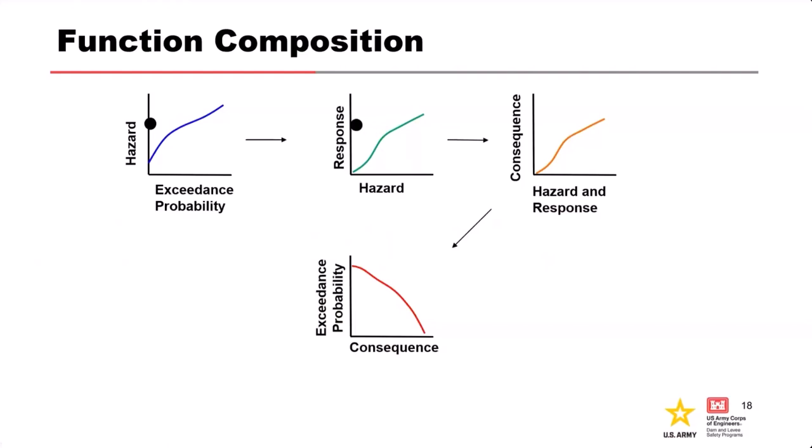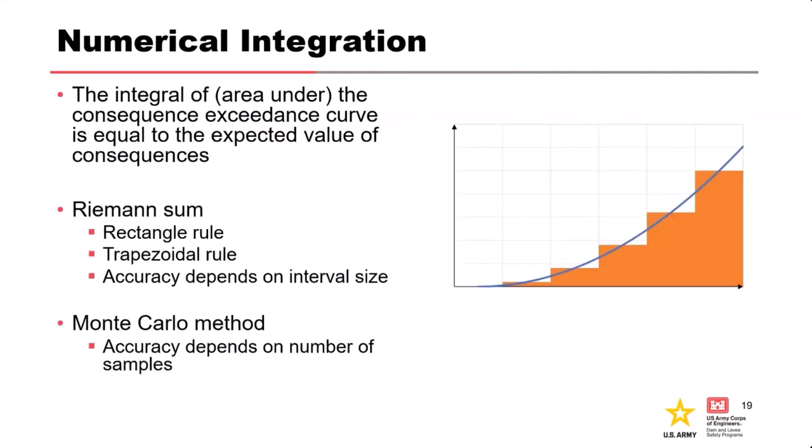So we have some exceedance probability that gives us a hazard. We have some hazard that gives us a response or probability of failure. Given that, we have some magnitude of consequences, and that, at least in principle, gives us a point on this curve of exceedance probability versus consequences, right? So we're combining these three functions mathematically in a way similar to this to obtain this consequence distribution, which is where our risk estimate ultimately comes from.